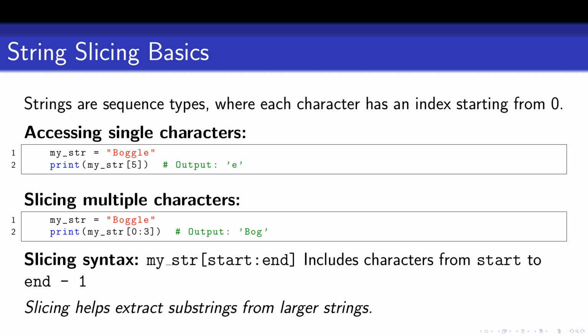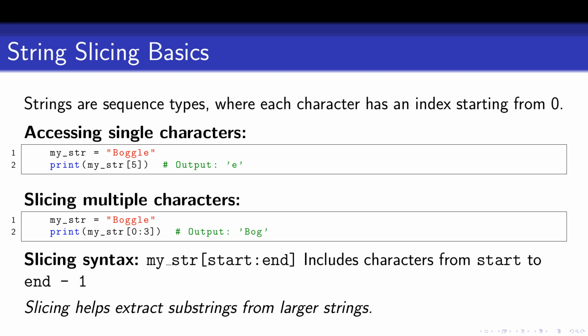Python strings are sequences, meaning each character has an index starting from 0. You can access individual characters using square brackets and a single index, or you can extract slices, substrings, by specifying a start and end index separated by a colon. Importantly, the slice includes the start index, but stops just before the end index.